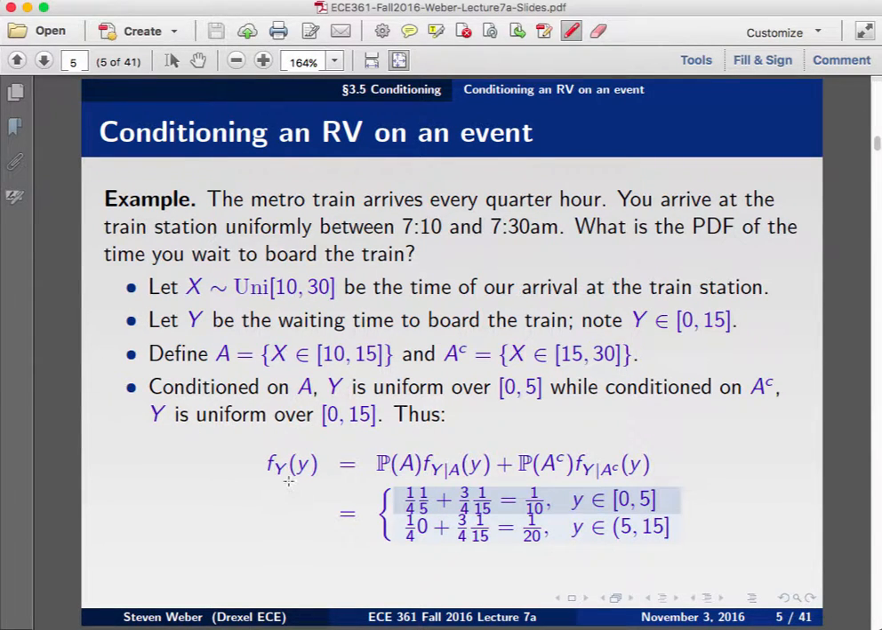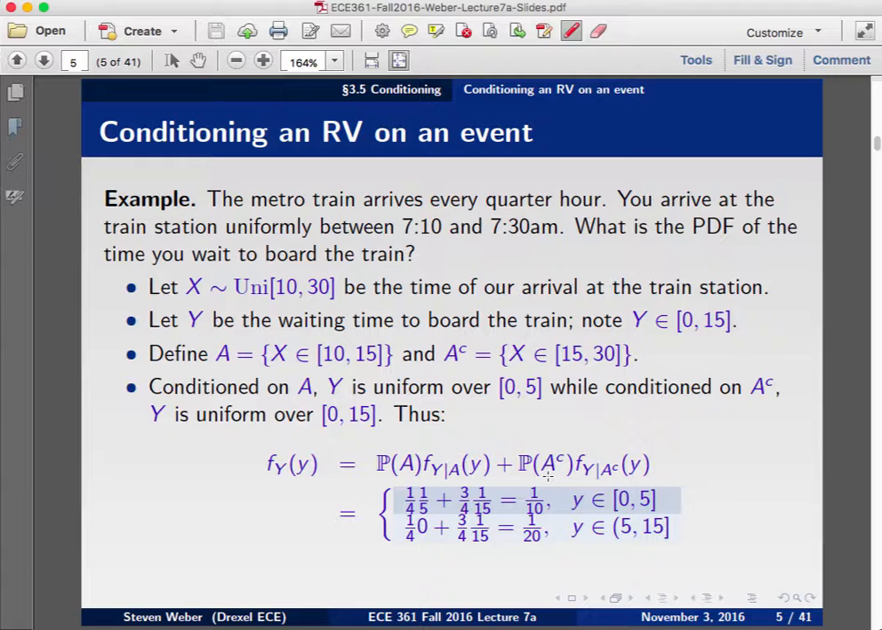So here's the form that the total probability theorem takes in this context. The PDF of the waiting time Y at value little y is found by weighting together the conditional density functions little f sub Y given A and little f sub Y given A complement, with weights corresponding to the probability of A and the probability of A complement.